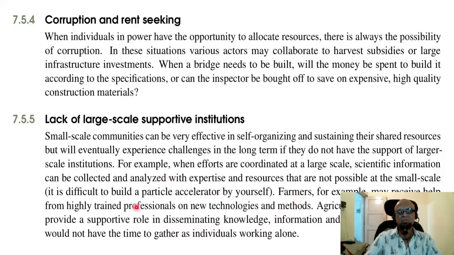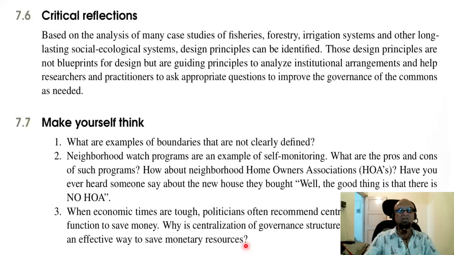So it is difficult to build a particular accelerator by yourself, but with large-scale institutional support, that's possible. Farmers, for example, may receive help from highly trained professionals on new technologies and methods. So agricultural extension agencies provide a supportive role in disseminating new knowledge, information, and experience that farmers would not have the time to gather as individuals working alone. So there is a network, there is supportive institutional structure at larger scale.